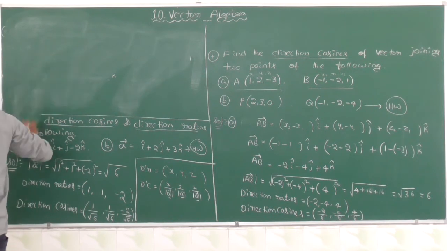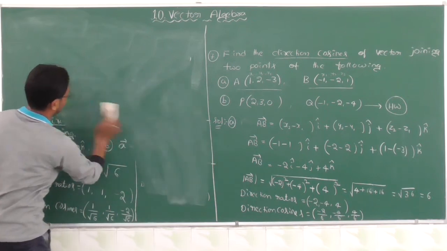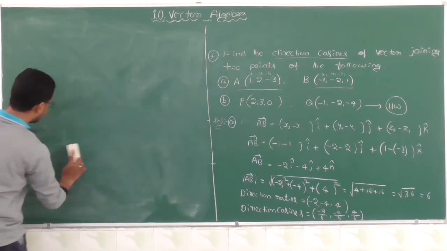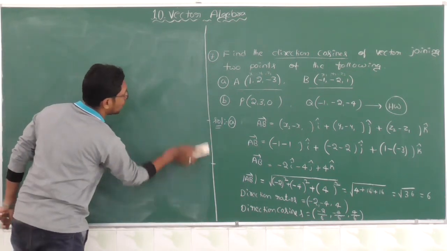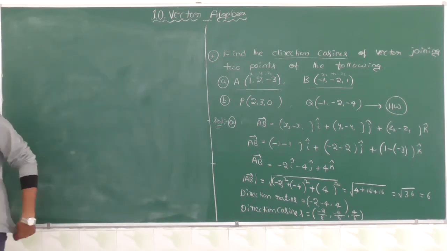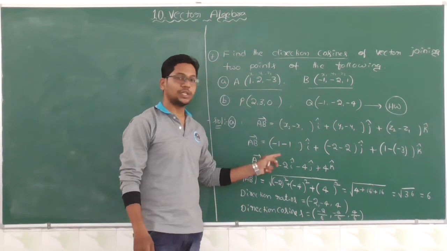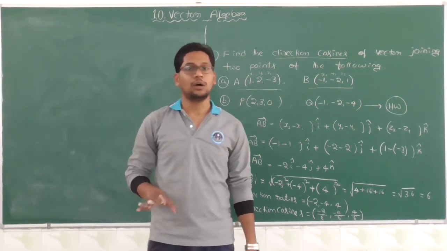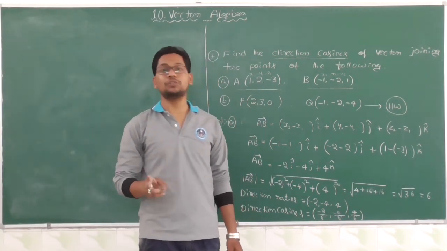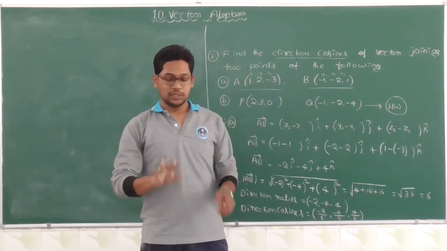Now let us move on to the next question. Finding direction ratios and direction cosines are important for your examination and also for your CET. For direction cosines, you have to remember two things. See, what is the first thing?